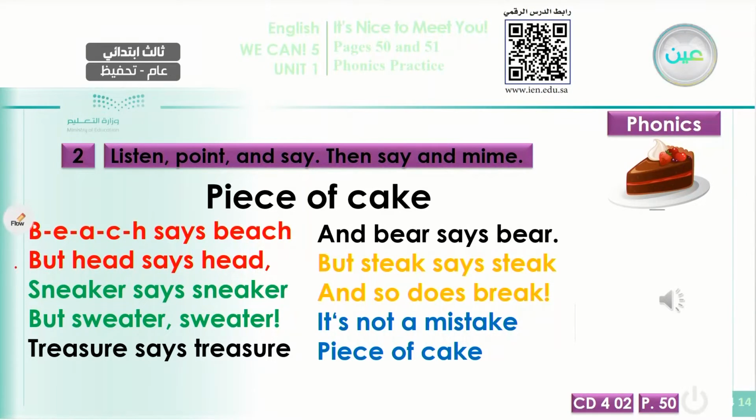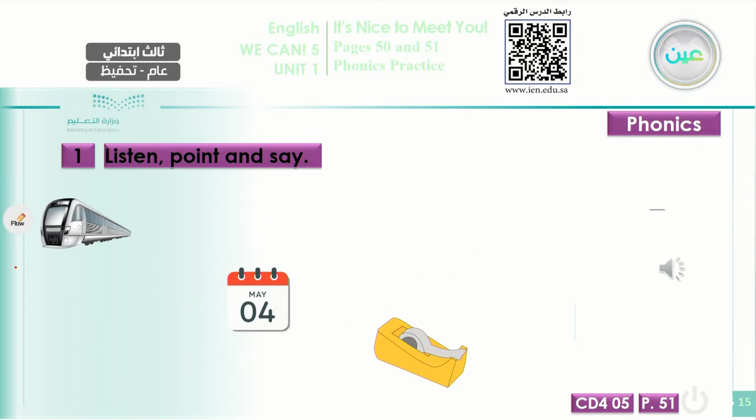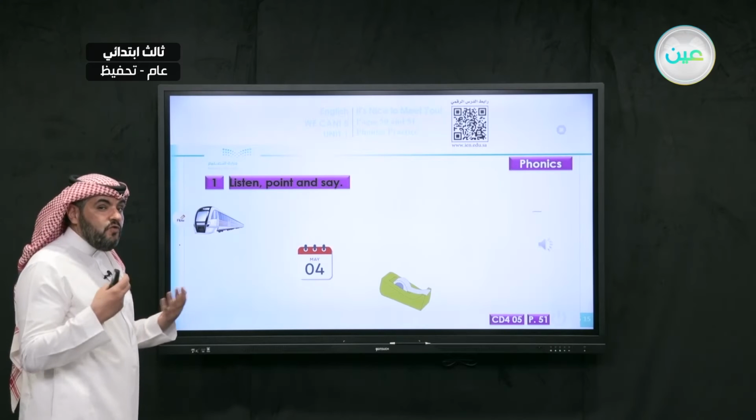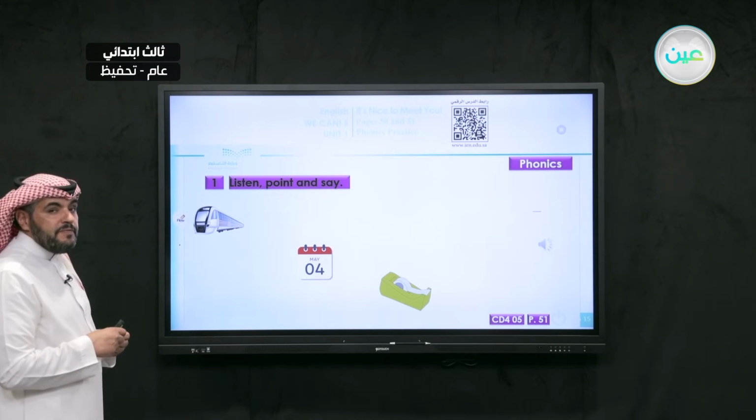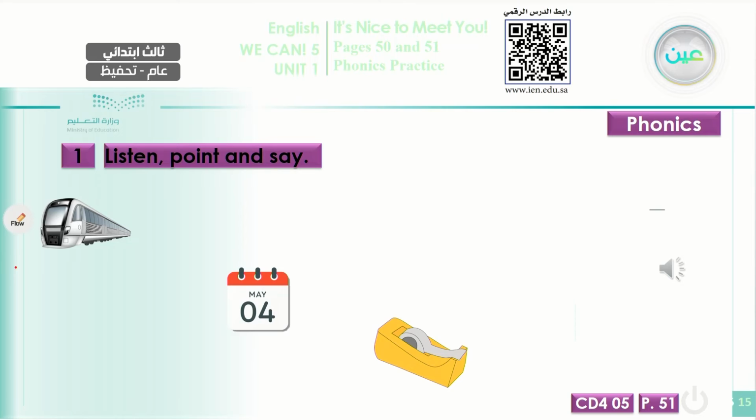Okay, piece of cake means very easy. Okay, now listen, point, and say. You have 3 pictures now. This is a picture of what? You can tell it is a picture of a train. That's right. And here also indicates the month, the 4th month of the year, which is May.